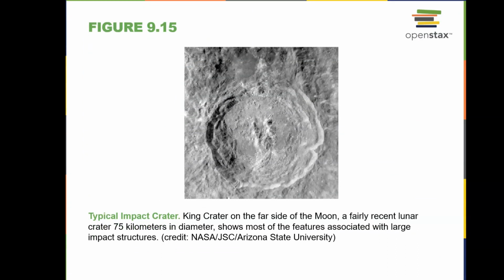Here we can see one of these impact craters. The word crater actually comes from the Greek word for bowl. When a crater is formed, larger pieces can actually break off and form smaller craters up to kilometers away.